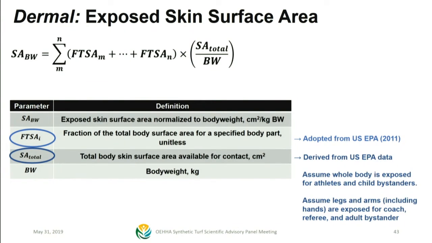And although the exposed body parts may vary based on season and the type of uniform field users wear, such as shorts versus long pants or short versus long sleeves, OEHHA will assume that the total body surface area is available for exposure for athletes and young bystanders. This is based on anecdotal evidence from players that crumb rubber can get underneath the clothing. For coaches, referees, and adult bystanders, only the legs and arms, including the hands, are assumed to be exposed.